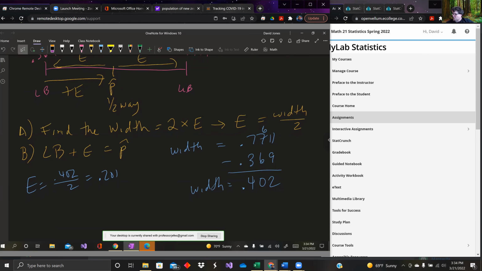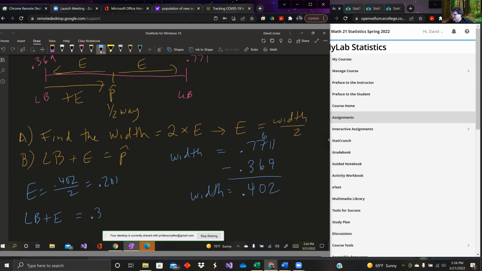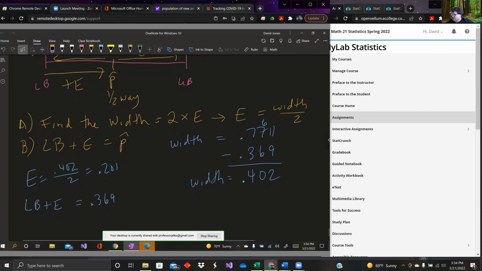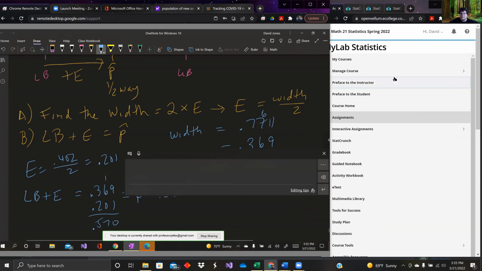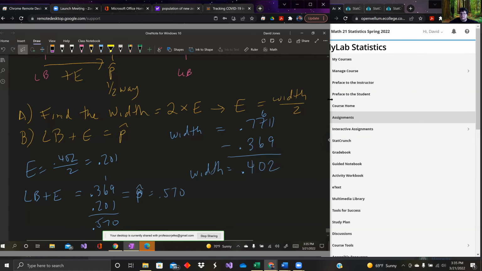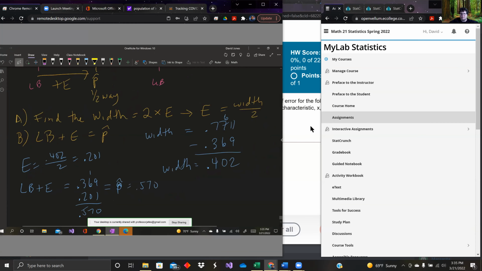If I start at my lower bound and add E, I've got 0.369. I'll do addition just like I would normally, add them vertically. 0, carry the 1, 7, 5. That should be my P hat, which is 0.570. So I'm going to come over here and enter that.